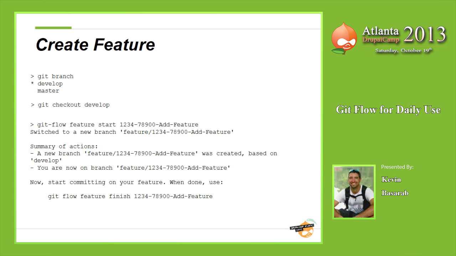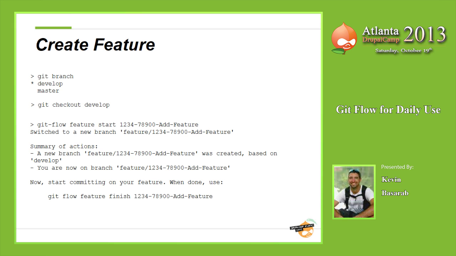In this instance, you'll see that the feature name I have is 1234-78900-add feature. It's a really long name. You probably don't want to use that long of a naming system. The reason I put that in there, though, is you probably want to standardize your feature names, just as a good best practice.